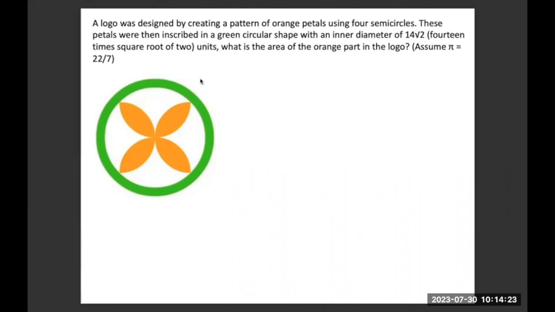You have to find the area of the orange part, and what is given is, I'll just highlight that part. This dimension. All the red lines that I'm drawing, that dimension is known to you, and that dimension is 14√2.